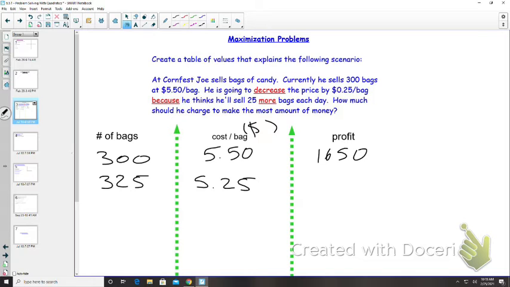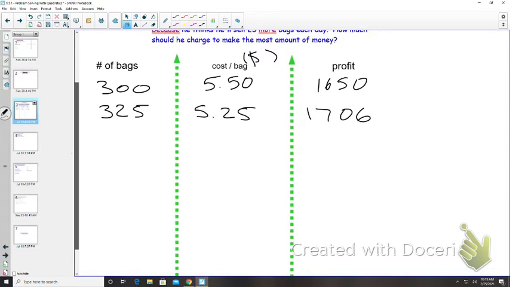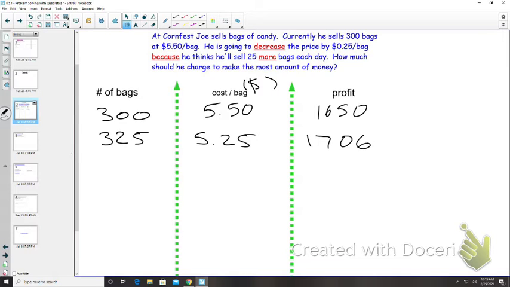If he sells more bags at a lesser price, he's going to profit $1,706. So by increasing the number of sales but decreasing the price, he can make more money. What we might find here is a maximum value in this situation, kind of like what we did with our vertex, a maximum vertex. So we continue, going up by 25 for bags and down 25 cents for the price. The profit there is $1,750.